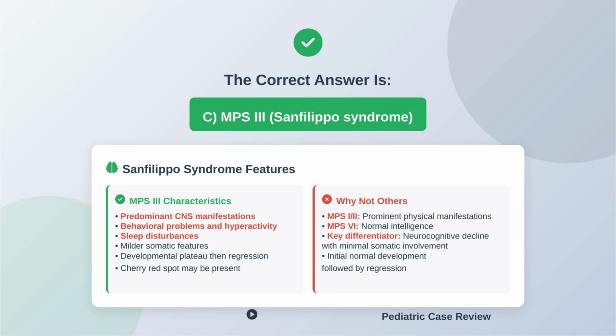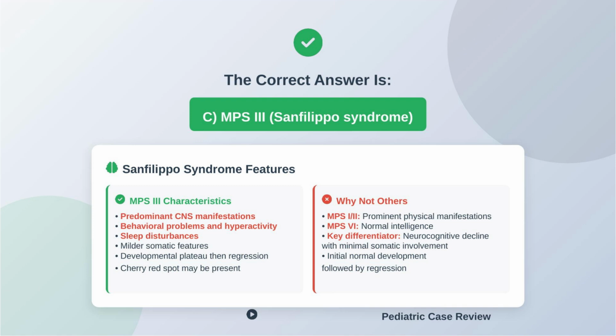This condition is characterized by predominant central nervous system manifestations with relatively mild somatic features. Sanfilippo syndrome typically presents with behavioral problems, hyperactivity, sleep disturbances, and developmental regression after a period of normal development.